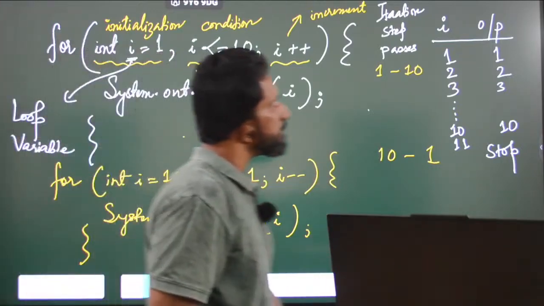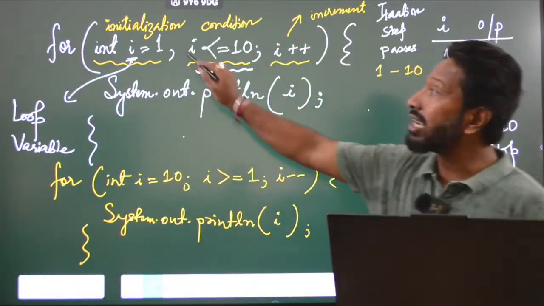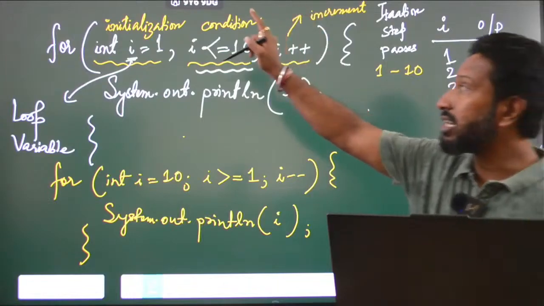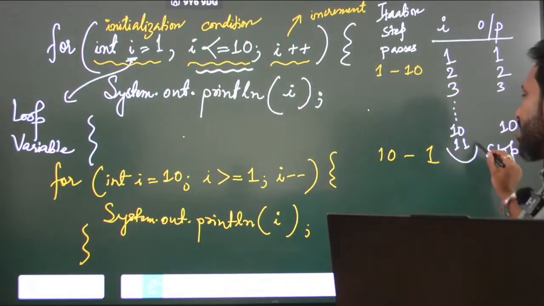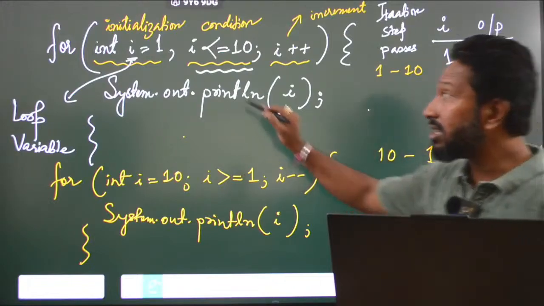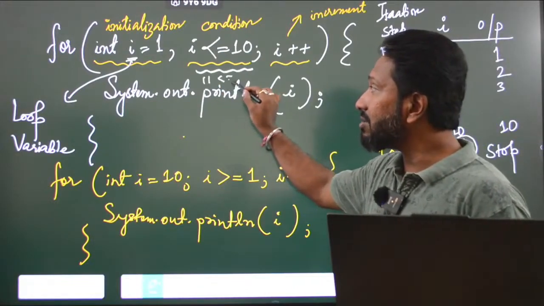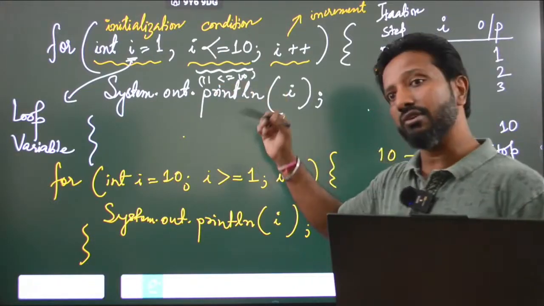So here when i is 1, that is iteration number 1. When i is 2, it is iteration number 2. Similarly, i becomes 11. At iteration number 11, what happens? 11 is not less than or equal to 10. This becomes false, so it will stop.